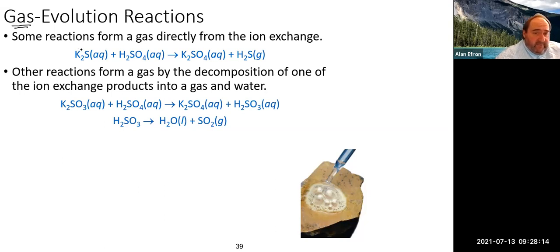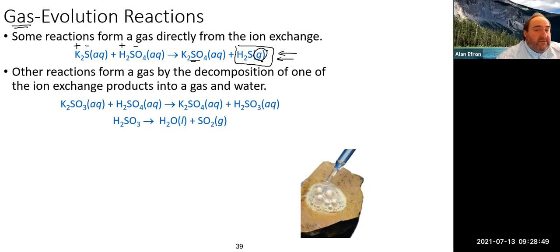This is potassium sulfide and sulfuric acid. Again, positive, negative, with the acid treated like an ionic compound. The potassium will hook up with the sulfate on the other side. The H from the acid will hook up with the sulfide and make our gas here. And this directly makes hydrogen sulfide gas. This is hydrogen sulfide gas and not hydrosulfuric acid, because the symbol here is a gas and not aqueous.